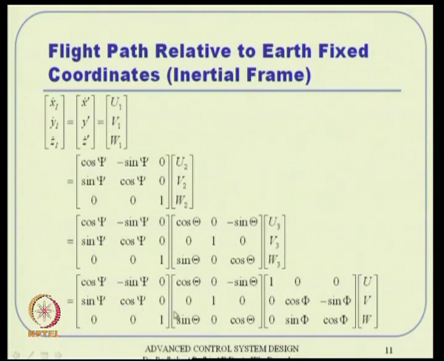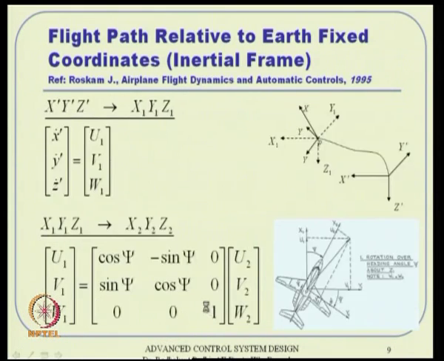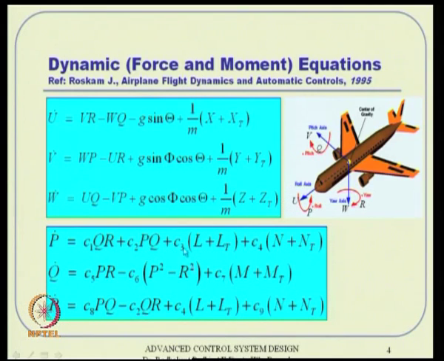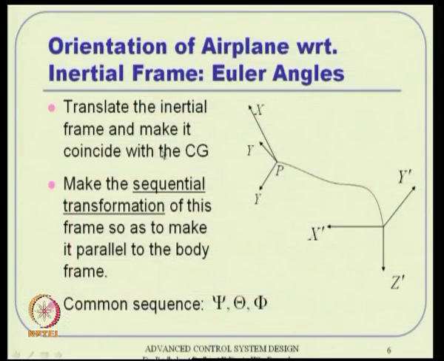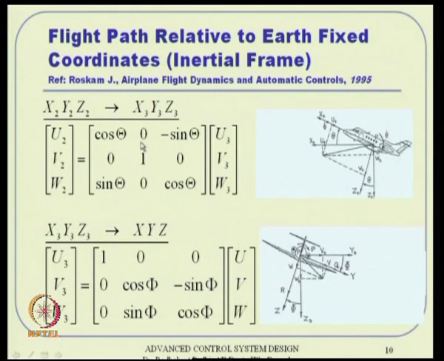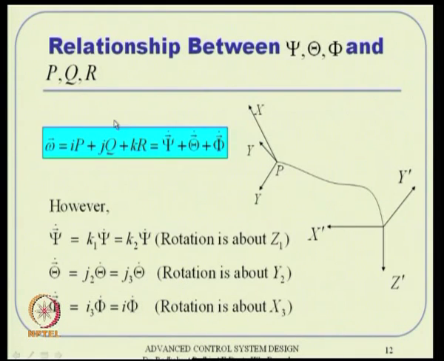If I use this relationship, then I will be able to plot the vehicle trajectory in the inertial frame. Obviously this is a function of phi, theta, psi. And we also know that u dot, v dot, w dot is also a function of theta and phi. So obviously, we want to know phi dot, theta dot, psi dot as well. So, how do they vary?